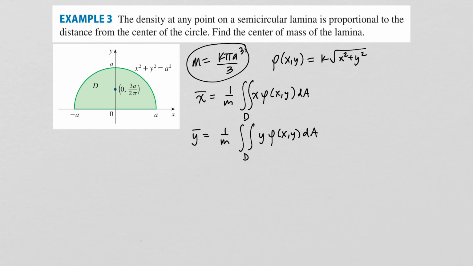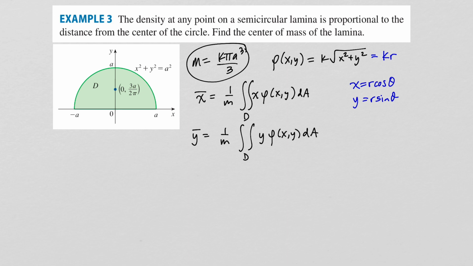All right, so now let's go ahead and find the center of mass. So we'll find x bar and y bar by applying these formulas. Now, once again, we're going to integrate in polar coordinates. So 1 over m is going to be the reciprocal of this fraction here. Remember in polar coordinates, x is equal to r times the cosine of theta, and y is equal to r times the sine of theta. And rho of x, y is k times the square root of x squared plus y squared. In polar coordinates, this is going to be k times r.